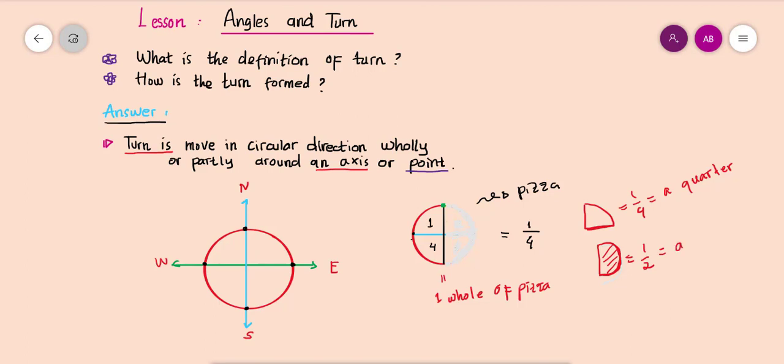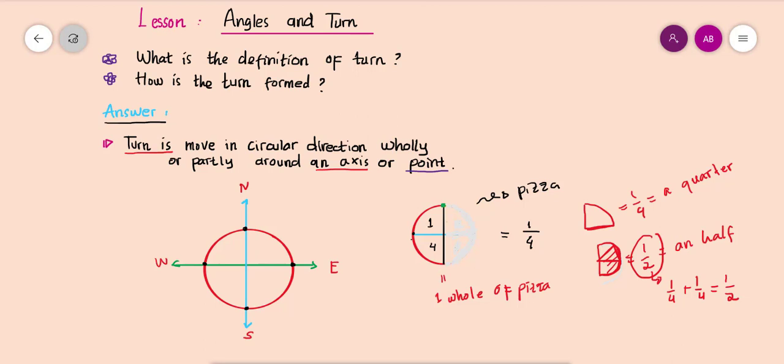Okay, and a half. So where does this half come from? Of course, it's because there are 2 parts of 1/4. This one is 1/4, right? And this one is 1/4. So that means 1/4 and 1/4 is equal to a half, right, everyone?